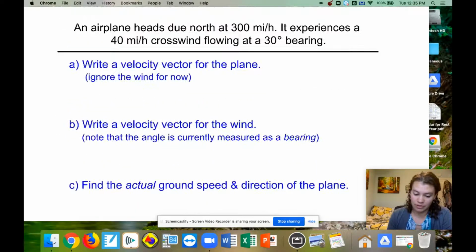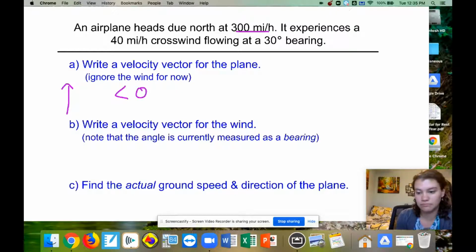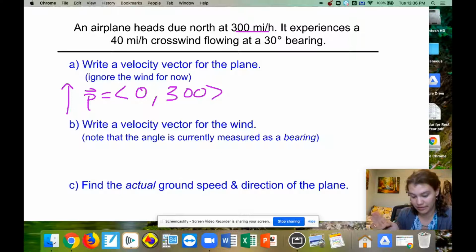So how do we do that? First, you want to write the velocity vector of just the plane. So the plane itself was going straight up like this, right? We can think of your vectors again as magnitude cosine of your angle, magnitude sine of your angle. So the magnitude is going to be 300, and we're going straight north. So we're not doing any directions, right or left, with the plane. We're just going straight up. So then this would be your vector. So your y direction is 300, your x direction is nothing.